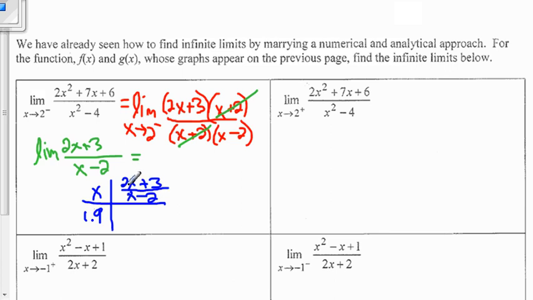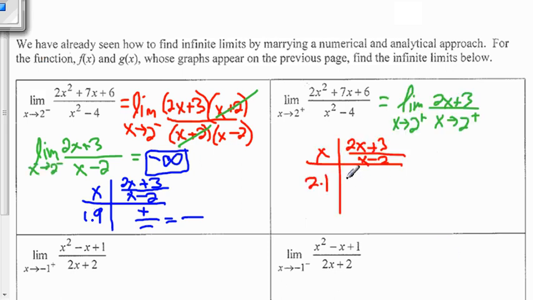2 times a positive number is positive, plus 3 is positive. 1.9 minus 2 is a negative value. Positive divided by negative is negative. So I know that this limit is going to approach negative infinity. We're going to do the same thing as we approach 2 from the right for f of x. Let me set it up. This time we're going to choose 2.1 as we come in from the right, and I already had it simplified over here, so I'm just going to write that down.